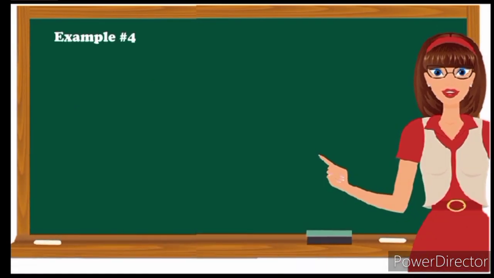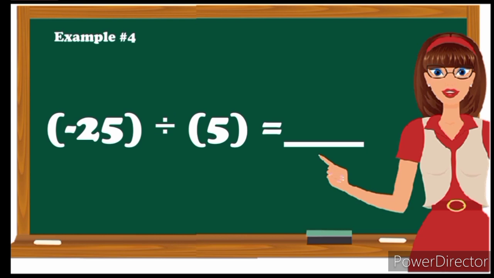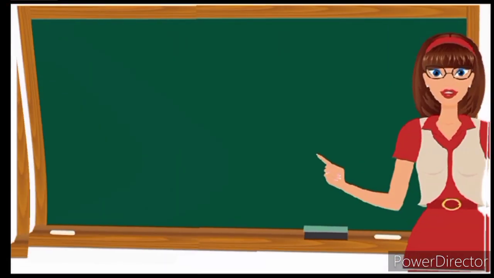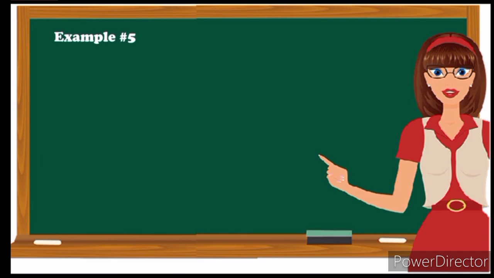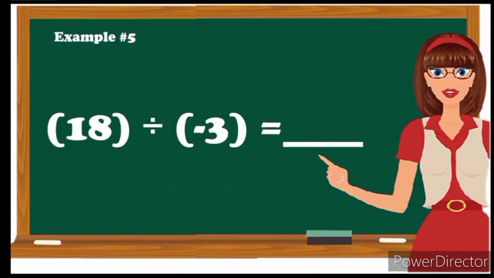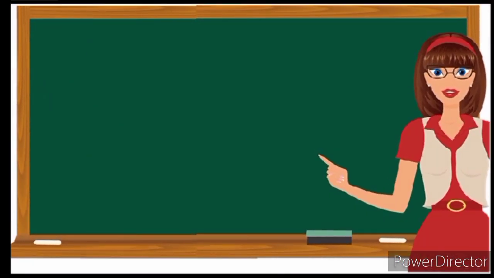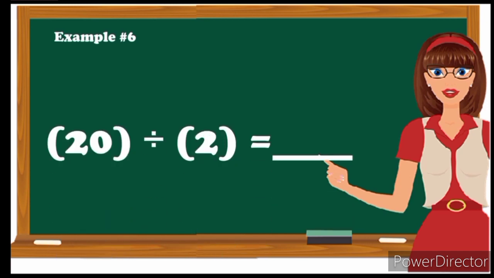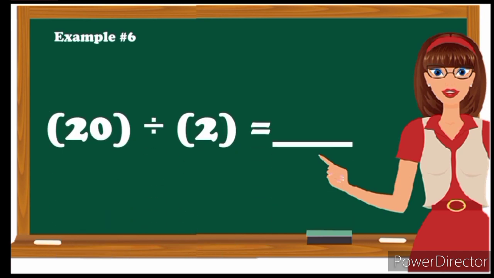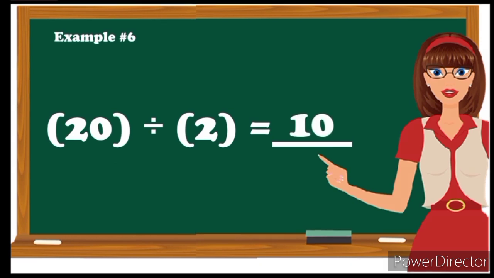For our example number 4, negative 25 divided by 5, what is our quotient? Yes, we have negative 5. For example number 5, 18 divided by negative 3. What is our quotient? Yes, negative 6. For example number 6, we have 20 divided by 2. Give the quotient. Yes, we have 10, or positive 10.